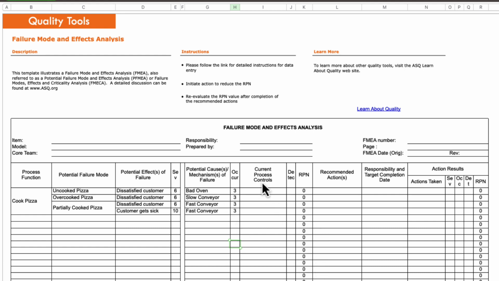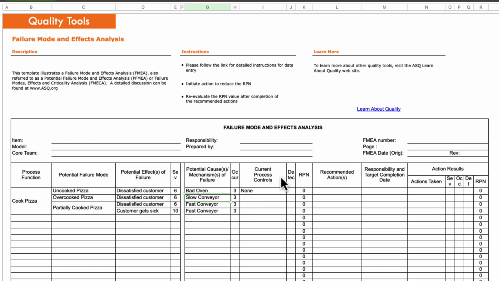Now we're going to go to the current process controls. So what kind of process controls could we have in place for a bad oven? Well, there's probably a few things they could have in place. Maybe, if the oven's not heating at all, an alarm goes off or something like that. But let's assume, for the sake of simplicity and to fill out this FMEA, that there's none. They don't have any controls for a bad oven.